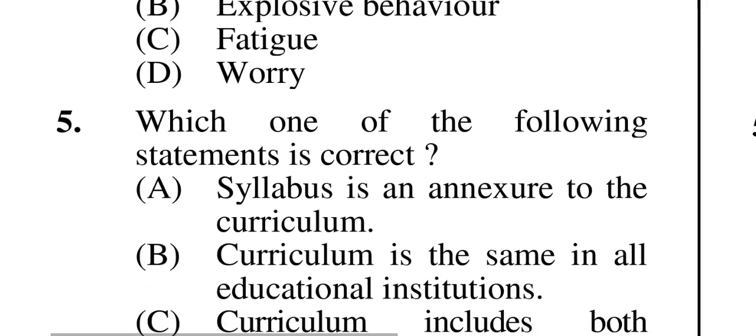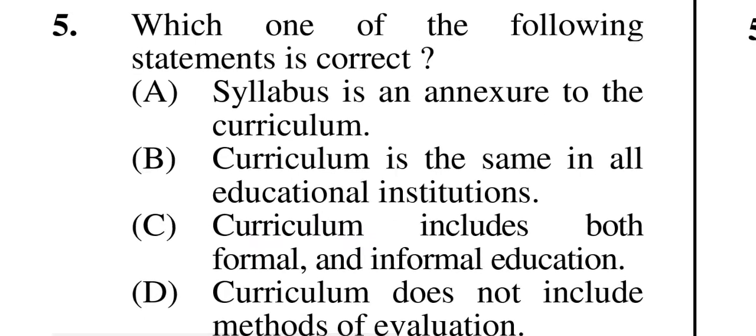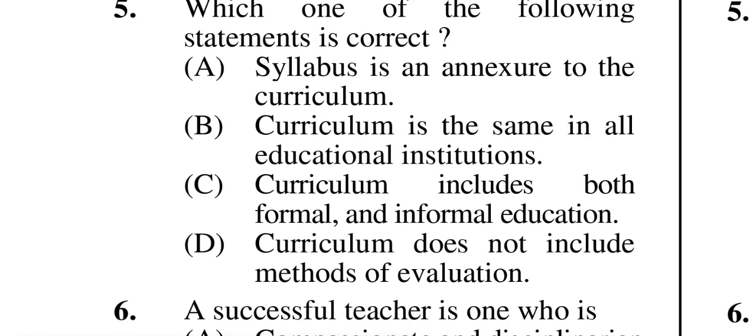Next question is 5. It says, which one of the following statements is correct? A. Syllabus is an annexure to the curriculum. B. Curriculum is the same in all educational institutions. C. Curriculum includes both formal and informal education. D. Curriculum does not include methods of evaluation.